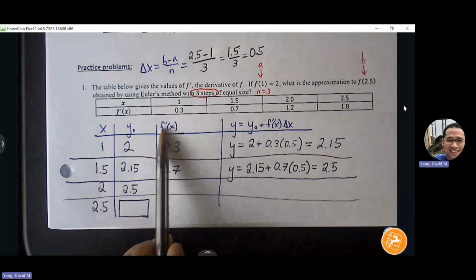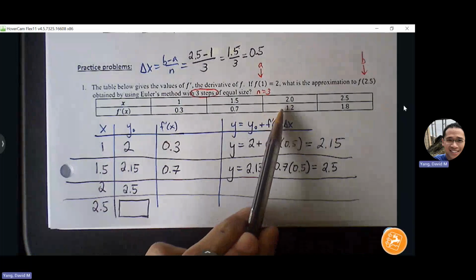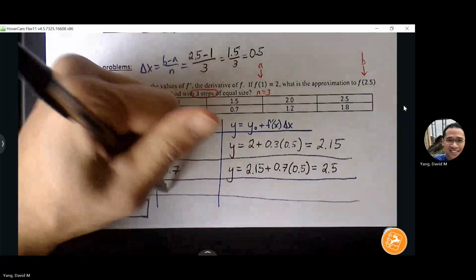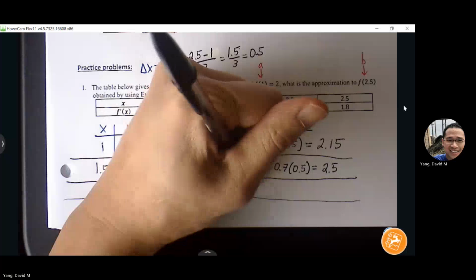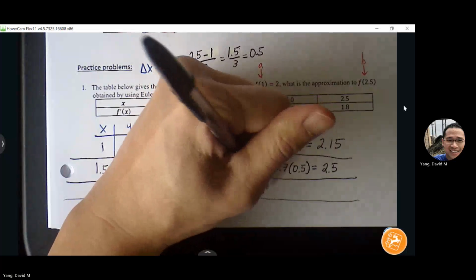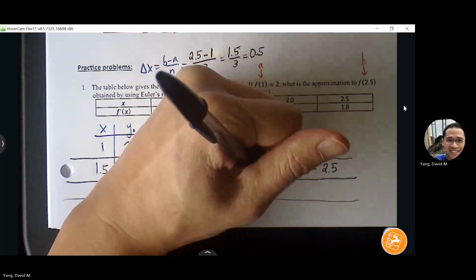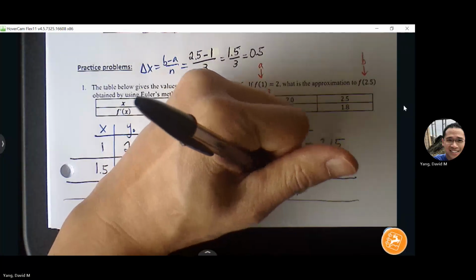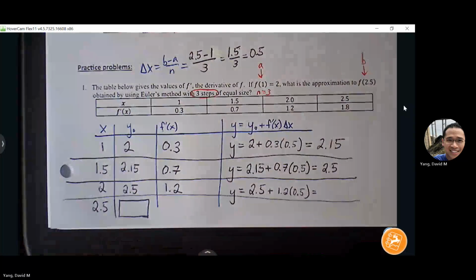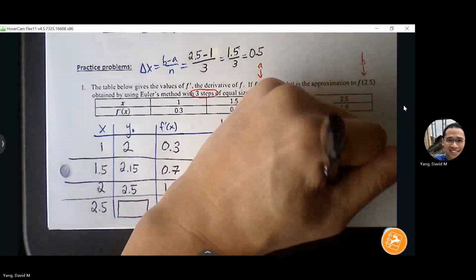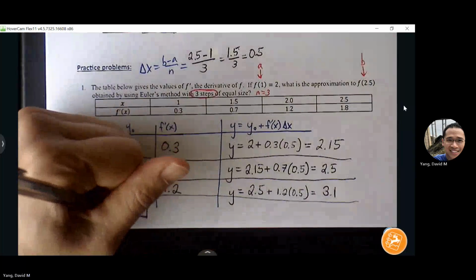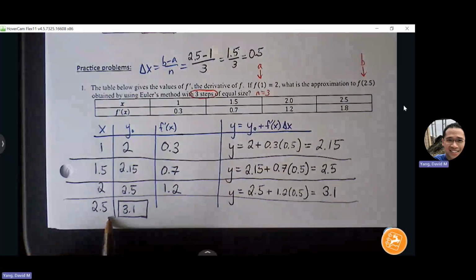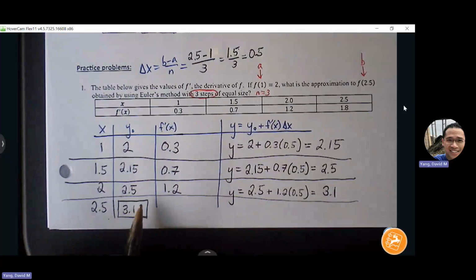Next up, I want to find f prime of 2. F prime of 2 is 1.2. And that's where I stop. I just want to know, what is f of 2.5's approximated y value?